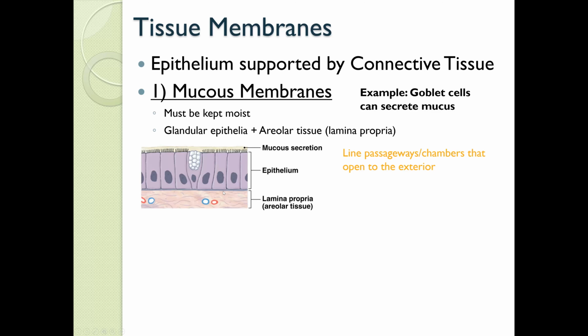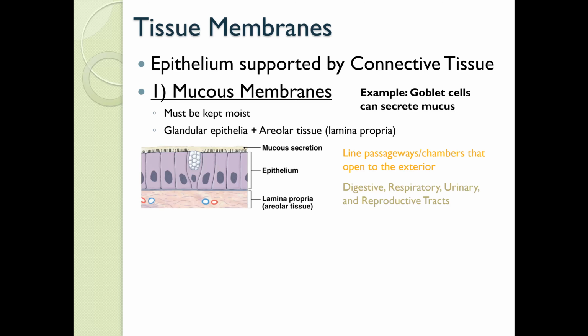You can find mucous membranes lining the passageways and chambers that open to the exterior. So think about the inside of your nose, the inside of your mouth, the inside of your vagina or the inside of your anus, right? Any passageway or chamber that opens to the exterior is going to have a mucous membrane. So you can find these in your digestive tract, your respiratory tract, your urinary tract, so it lines your urethra too, and also your reproductive tracts.